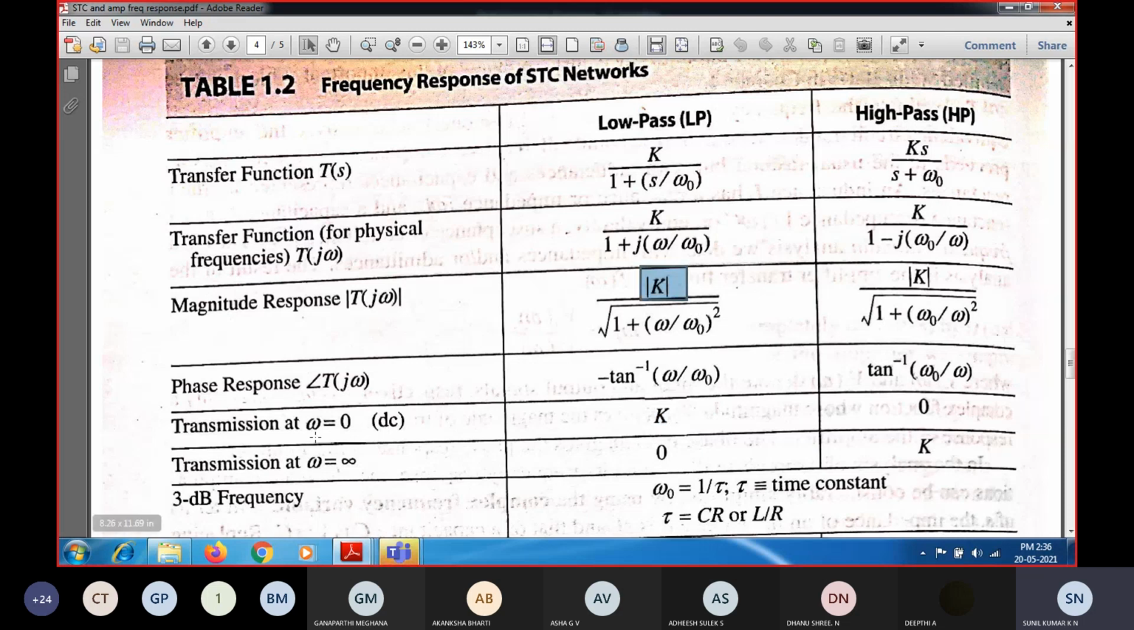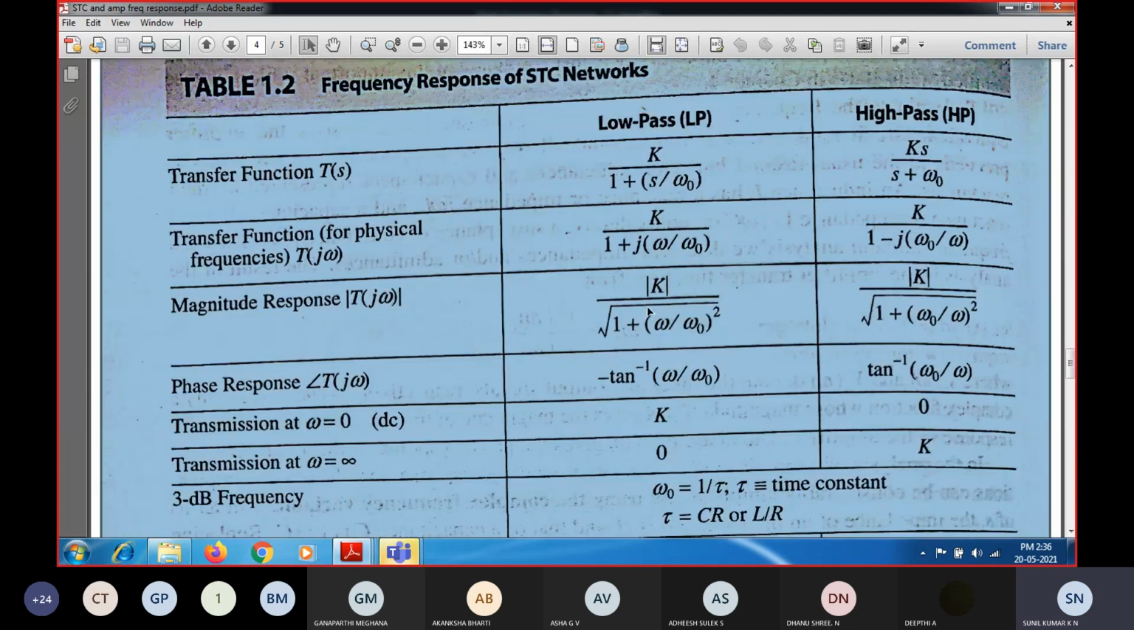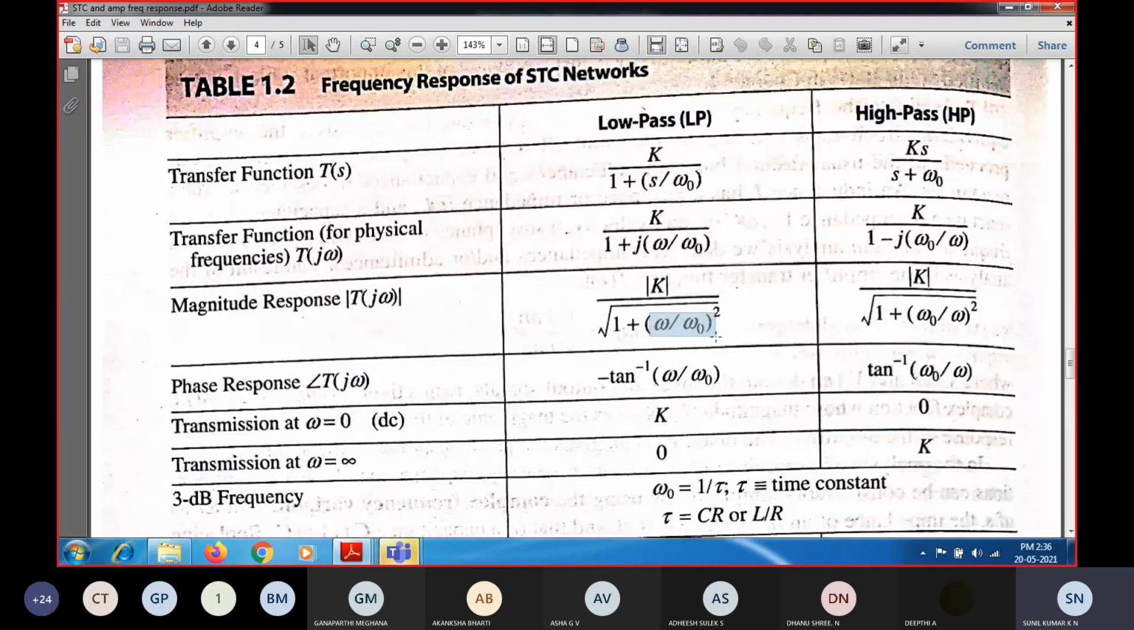And when omega is equal to infinity, omega is nothing but a test frequency. If I substitute omega equal to infinity, then infinity by omega naught is a finite amount of value. So the entire denominator term will be equal to infinity plus 1, so the 1 is negligible. Square root of infinity means it is going to have a very high value.